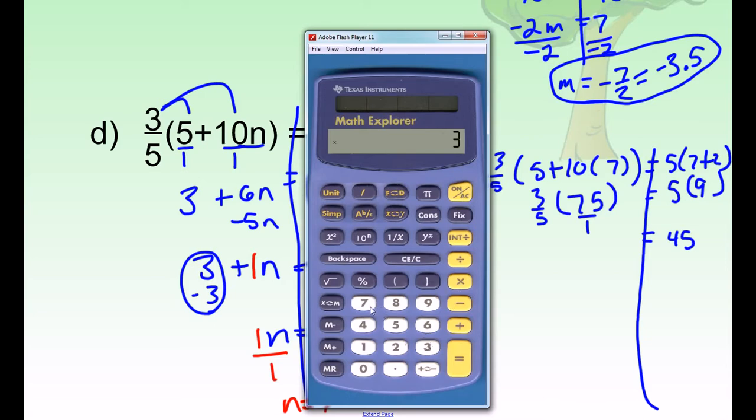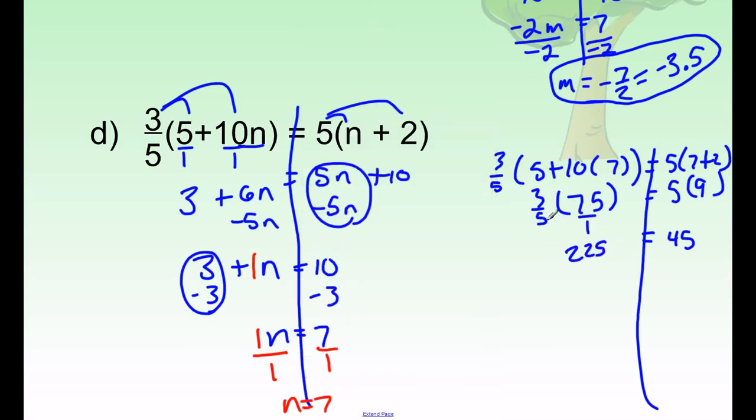3 times 75 equals 225, and divide that by 5. Yep. So 3 times 75 is 225, and 5 over 1 is 5. And I simplified this. That's why I did 225 divided by 5. And I did get 45 for an answer. So this answer checks out. That is correct. n equals 7.